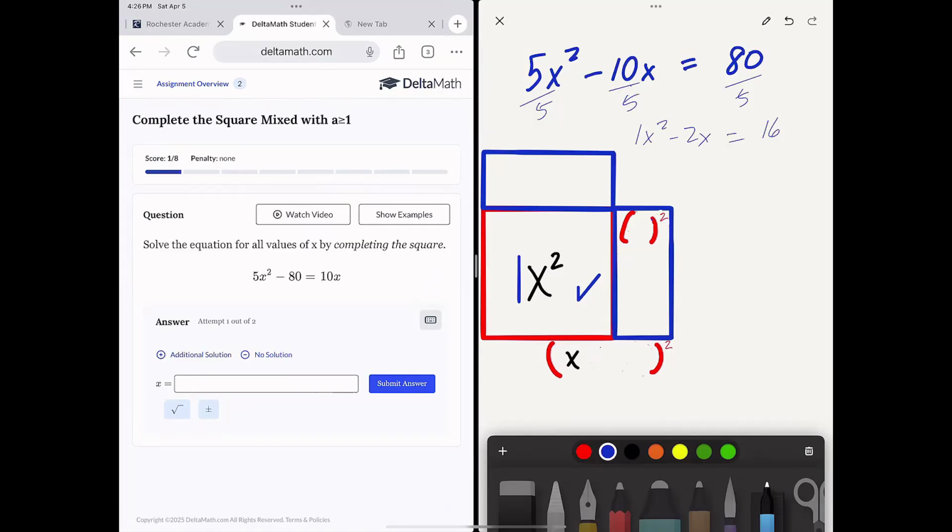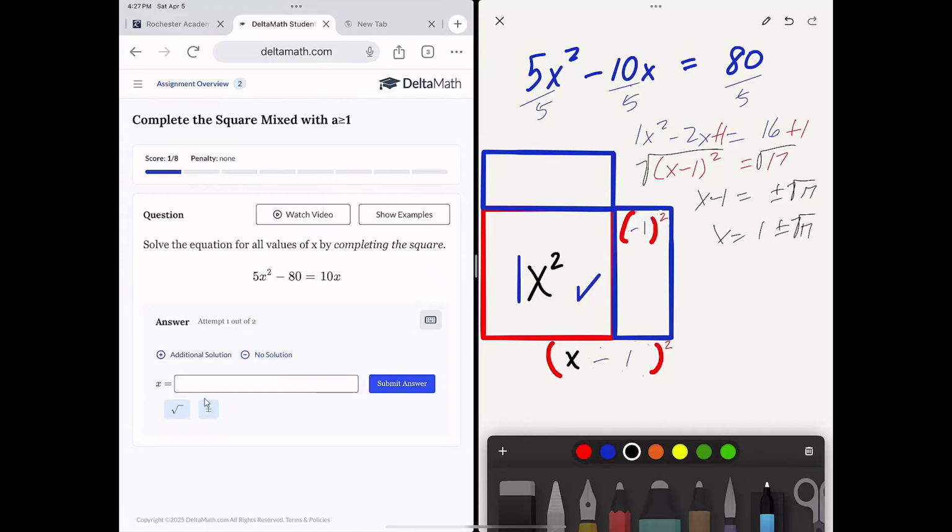All right, so now from here, we're going to take half of a negative 2, so that's going to be minus 1. Minus 1 squared is what I'm going to add to both sides. I'm adding 1 here, adding 1 here. So now I can rewrite this as x minus 1 squared equals 17. Take the square root of both sides, and I'm almost done. So x minus 1 equals plus or minus the square root of 17. X equals 1 plus or minus the square root of 17.